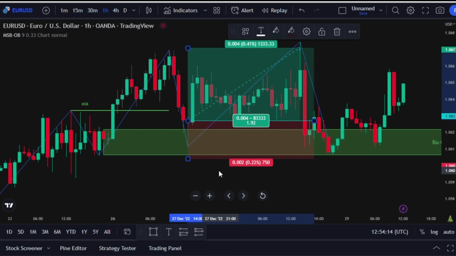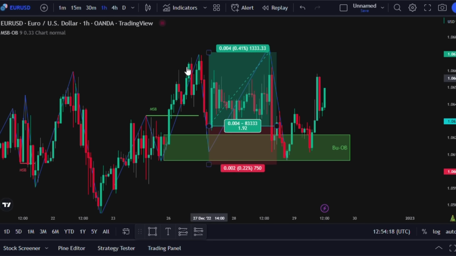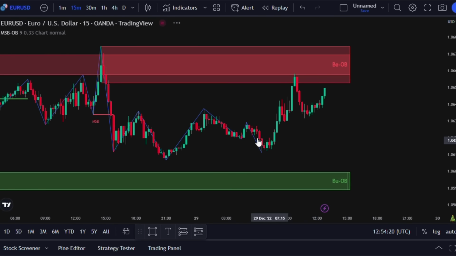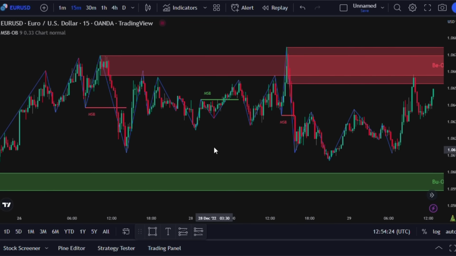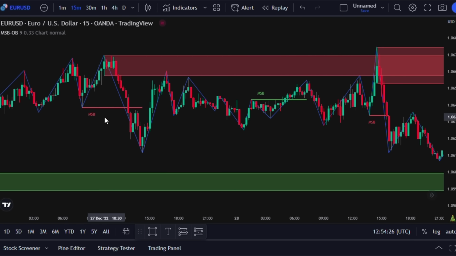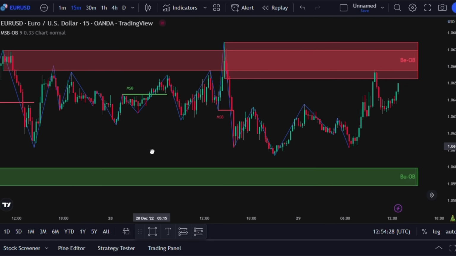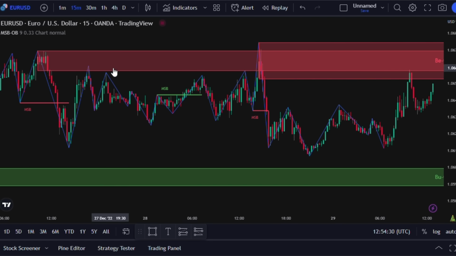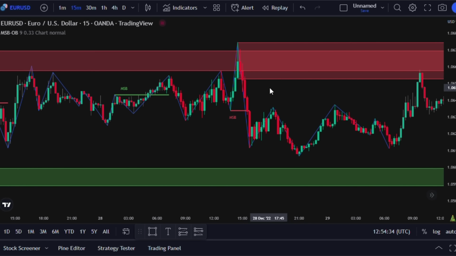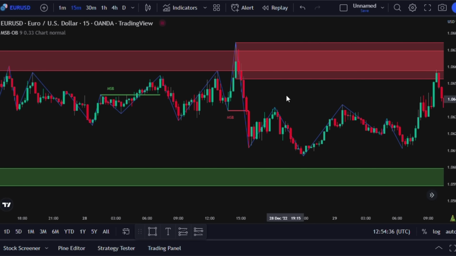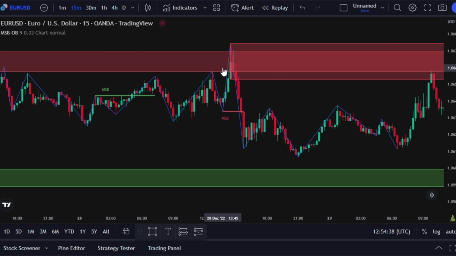So guys, let's zoom into the 15 minutes time frame. As you can see, we have this bearish order block created by this MSB here. Price has been rejected from it several times. As you can see here, price after touching the order block zone severely got rejected, so we could have entered a short position like this.